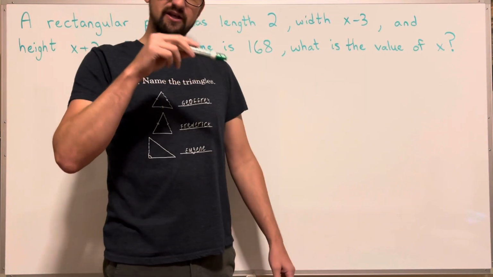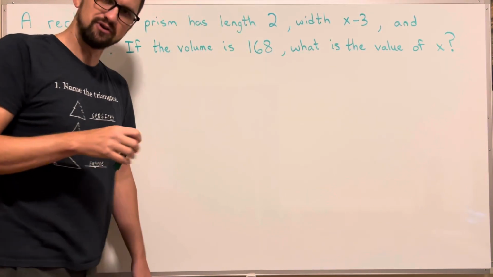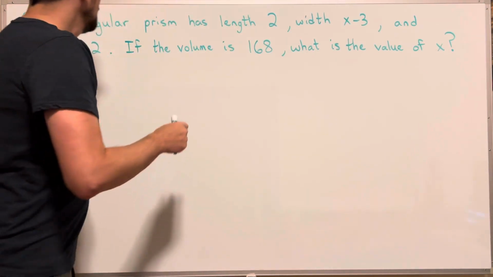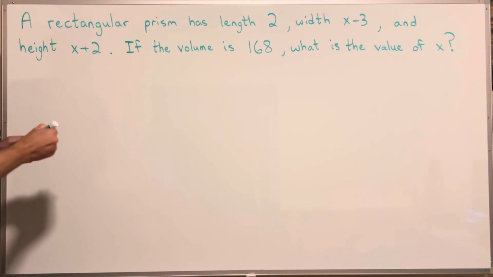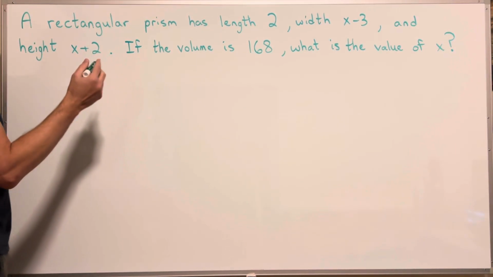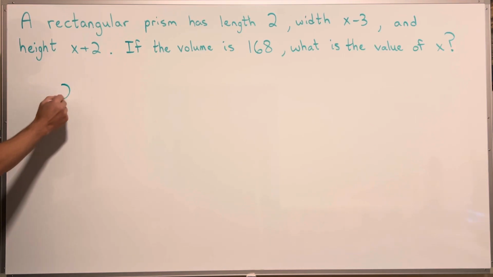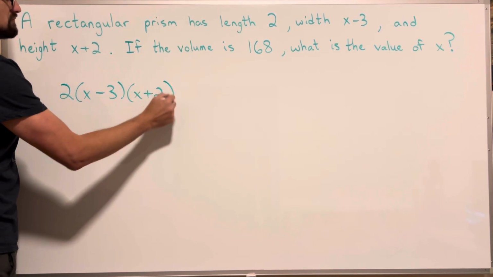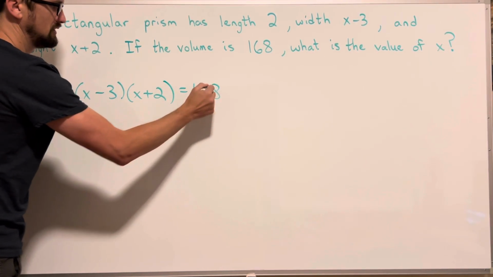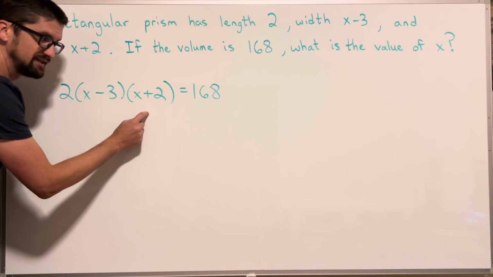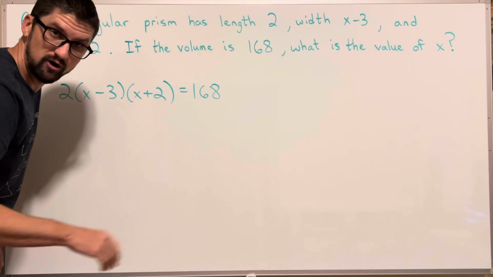Well, you need to know that the volume of a rectangular prism is length times width times height. So all three of these measurements are going to multiply together to give 168. So 2 times x minus 3 times x plus 2 is going to equal the volume. Right? Length times width times height equals volume for a rectangular prism.